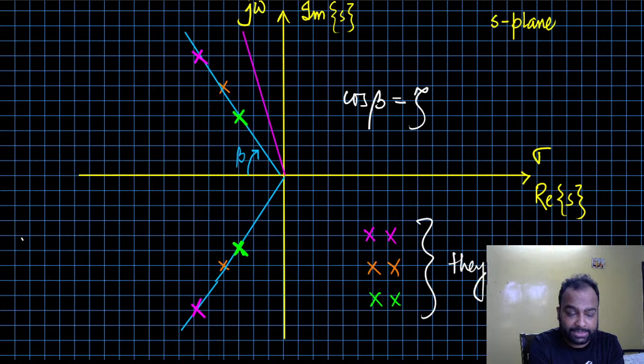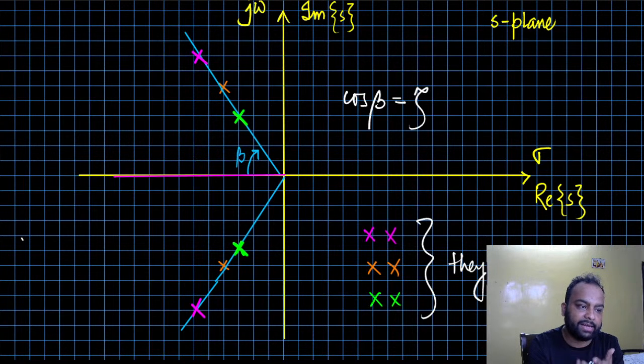Cos beta increases. Cos 0 is 1, and cos 90 is 0. So again, as we go on decreasing this beta angle, what happens? The damping ratio increases. Understood, right? Damping ratio increases.